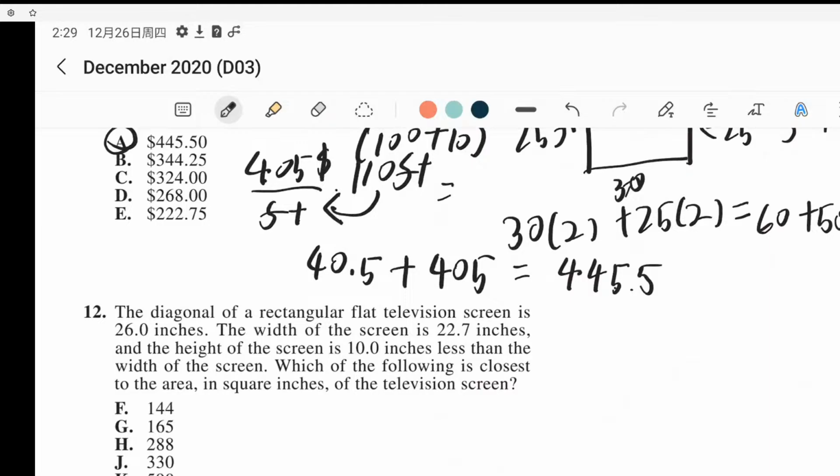Yes, it is perimeter. It is indeed A, and it is 445.5. Number 12. Do you think I'm going too slow or am I going too fast? Because I'm kind of slowing down the pace and explaining every step, but I fear that it's a little slow considering you only have 1 hour to take the test.